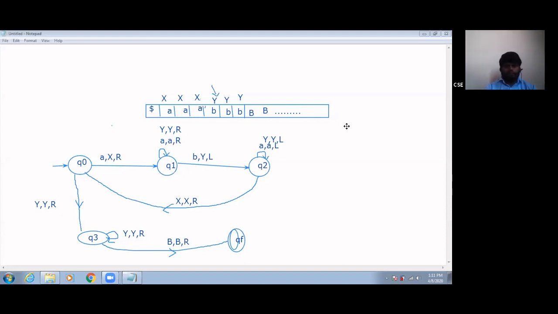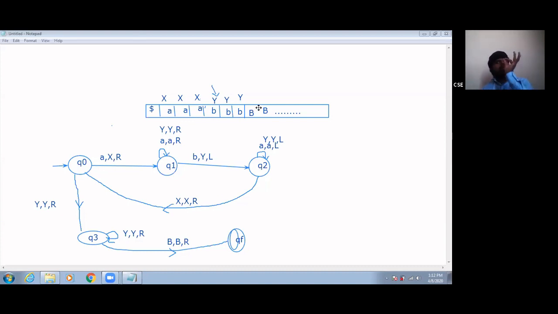Now this problem is completed. Simple. For any number of a's, whenever a is encountered, I am making it an x, and I am moving right hand side. I keep moving right until I encounter a b. Whenever there is a b, I make it a y and move left. For the next a, I replace the second b; for the third a, the third b. Like this, after that I move right and go to the final state.